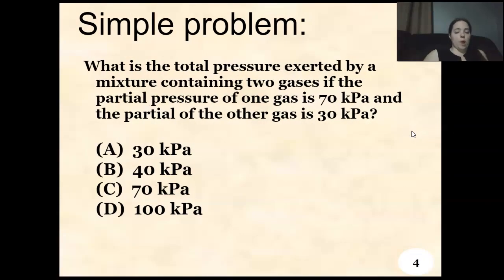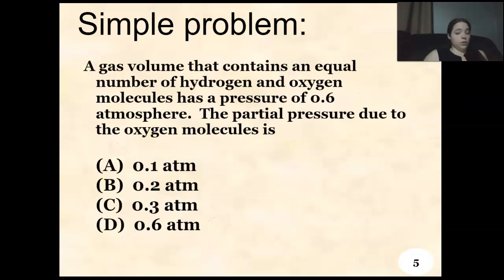Okay, so let's look at a simple problem. What is the total pressure exerted by a mixture containing two gases, if the partial pressure of one gas is 70 kPa and the partial pressure of the other gas is 30 kPa? Okay, so all you have to do is add the pressures together. You get 100 kPa.